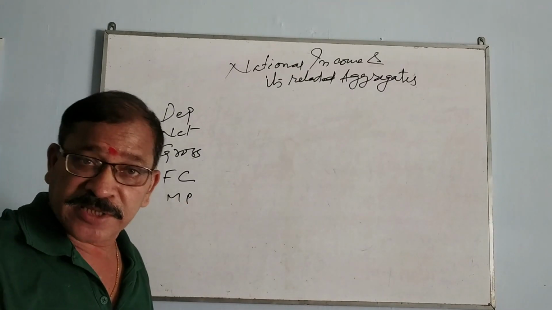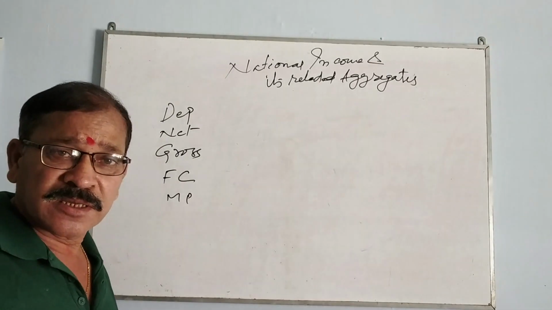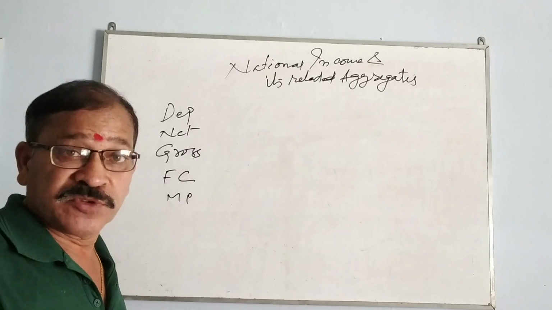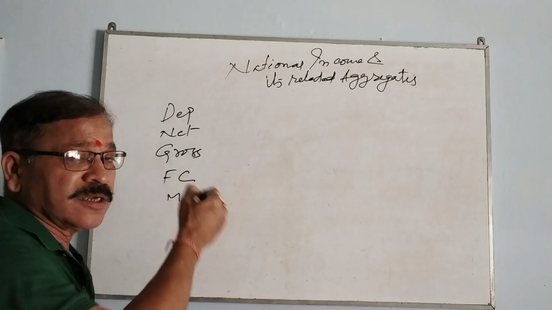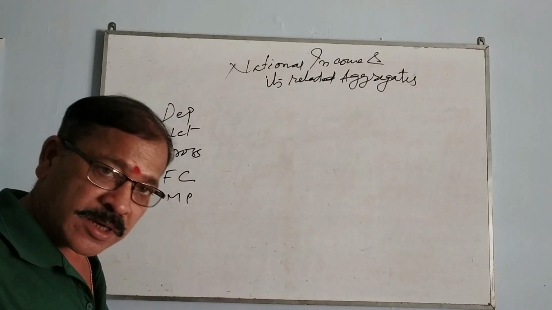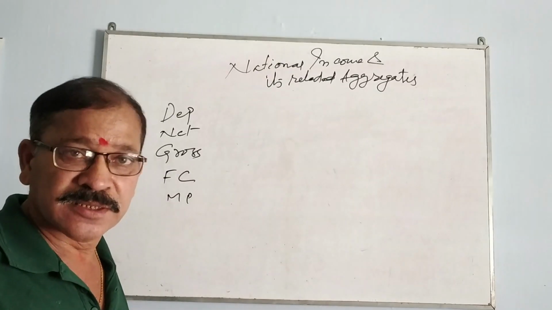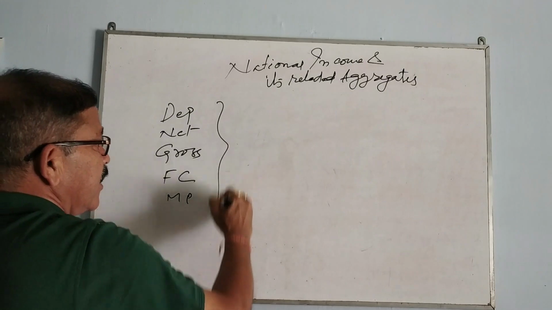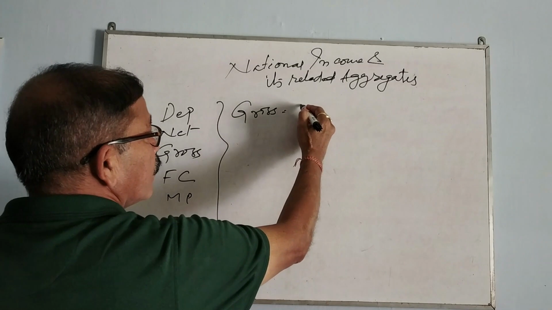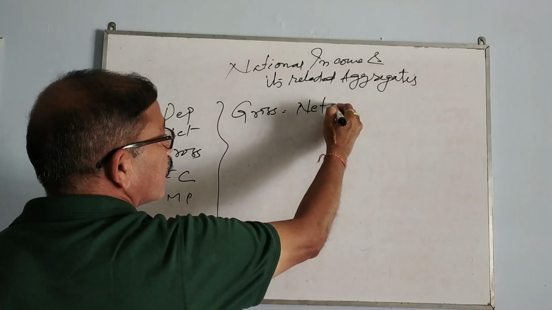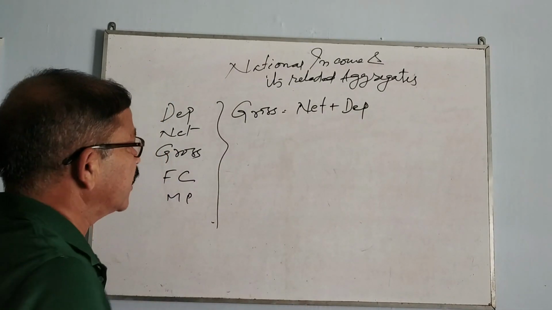In our chapter, national income and its related aggregates, there will be some numerical problems which we have to solve. And in order to solve them easily, we need to understand these aggregates along with the formulas which we already discussed. Let us revise once again. If you want to find out gross, then you have to take this formula, net plus depreciation. If you add net and depreciation, you will get gross.